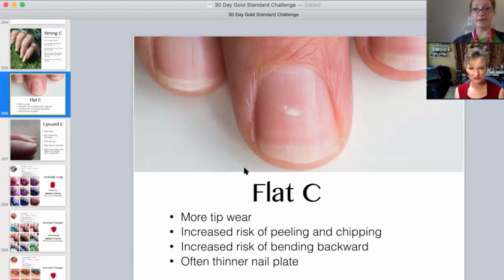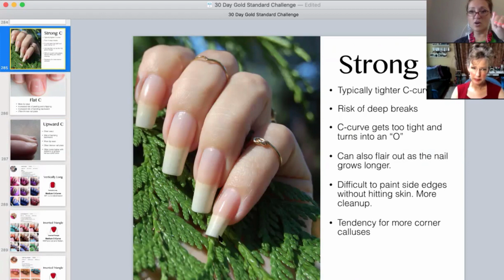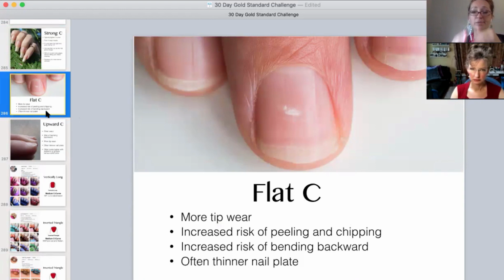And as they grow out, if you see how Anna's are curved down, where it's going to have points of contact is different than flat. When it's flat, everything is contacted all the time. And that extra contact is extra stress on your nails, so you're going to have more chipping and peeling.